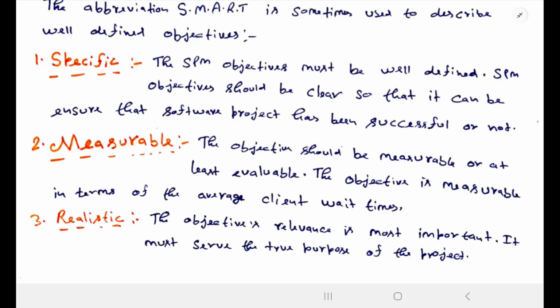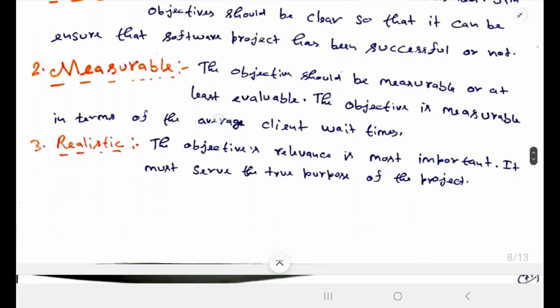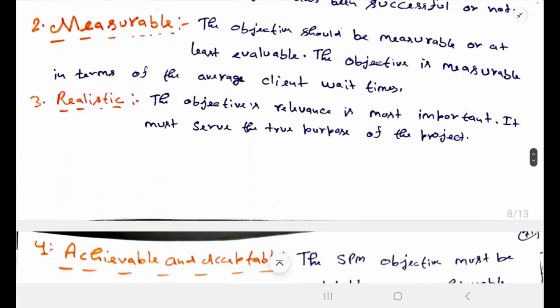The next one is measurable. In the measurable, the objective should be measurable or at least evaluable, so we can evaluate or measure it in terms of average client wait time. The next specification is realistic. The objective should be realistic so that it must serve the true purpose of the project.